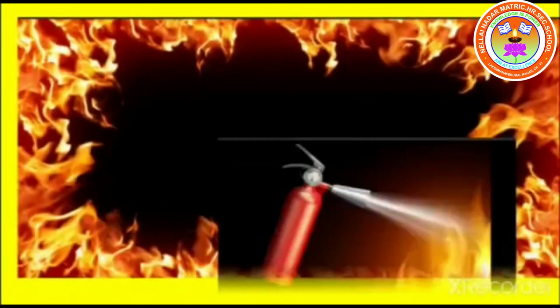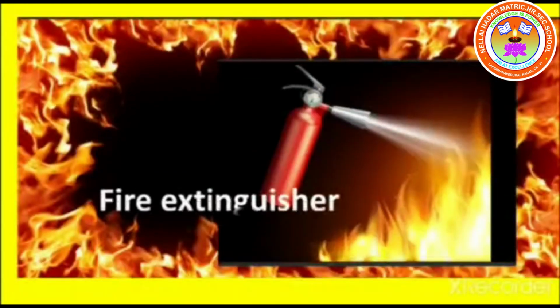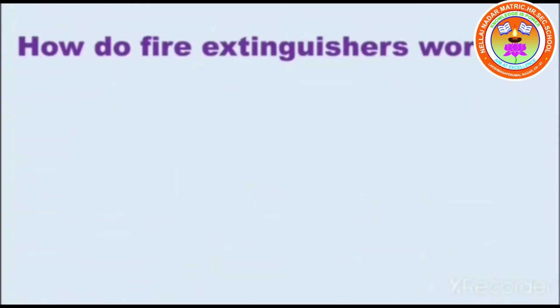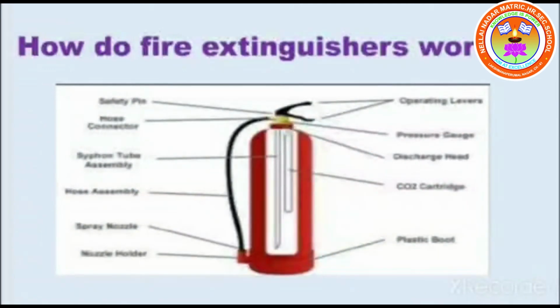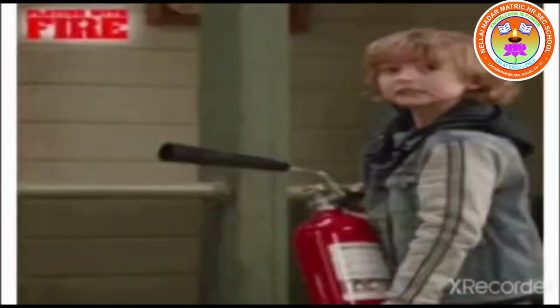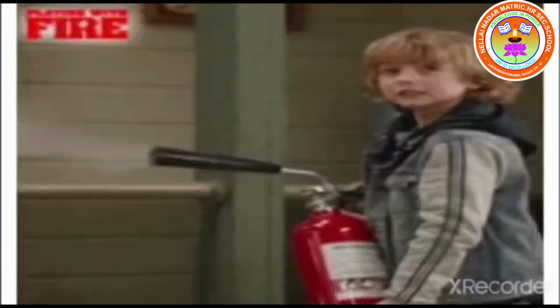Now, let us see what is the fire extinguisher. A fire extinguisher cuts off the supply of air or brings down the temperature of the fuel or both and controls the fire. How do fire extinguishers work? Portable fire extinguishers apply an extinguishing agent that will either cool burning fuel, displace or remove oxygen or stop the chemical reaction. So fire cannot continue to burn.